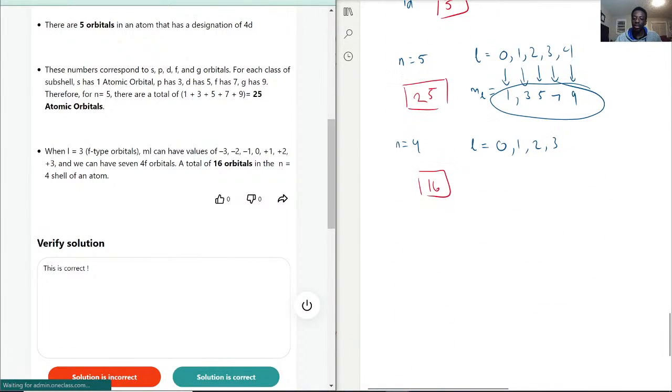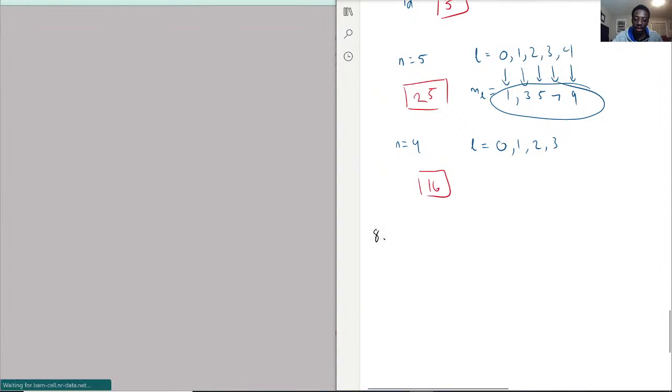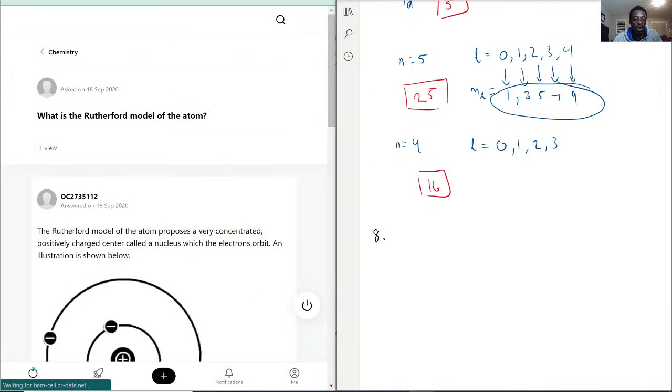And now let's move on to question number 8. What is a Rutherford model of the atom? This is more of a conceptual question, based on what Rutherford was testing. So what he did to find his model, imagine this. He had a gold plated sheet, all right?